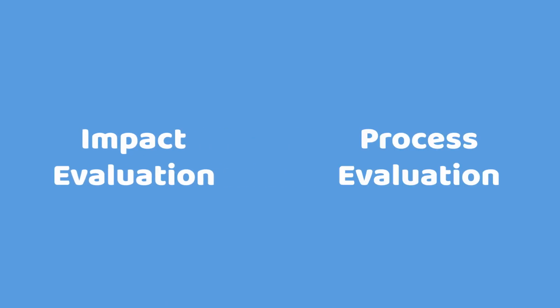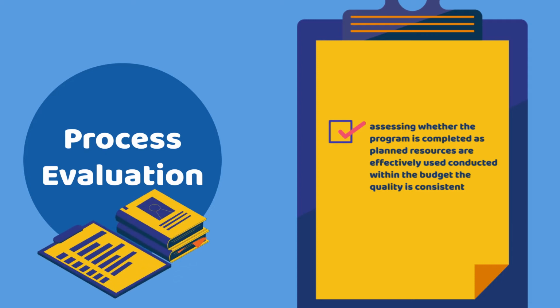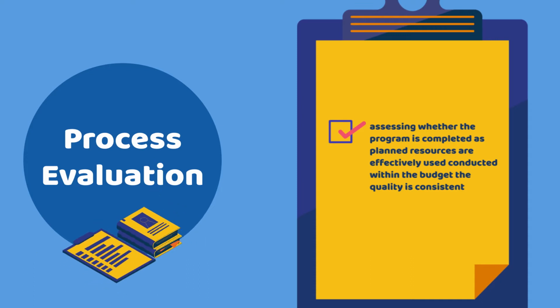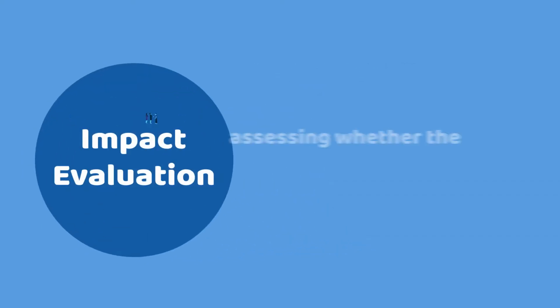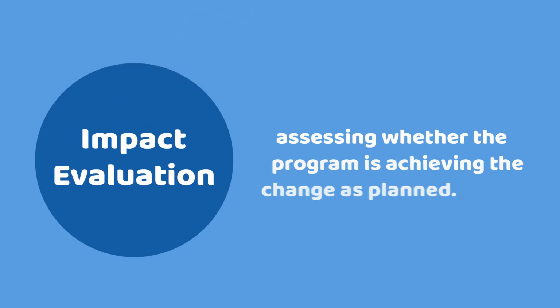Well, we propose a very simple distinction between two broad types of evaluations: impact evaluations and process evaluations. Process evaluations are about assessing whether a program is completed as planned. So if resources are efficiently used, if it's conducted within the budget, and if the quality of the activities is consistent. Impact evaluation is about assessing whether the program is achieving change, and if the change is happening as planned.